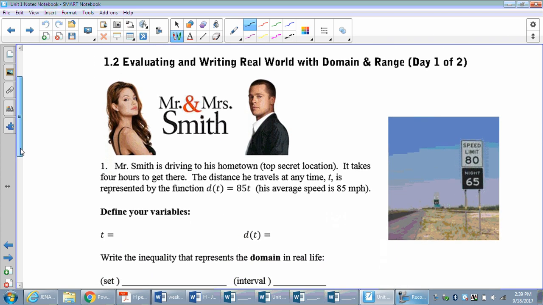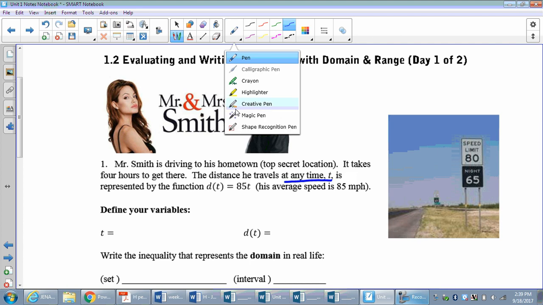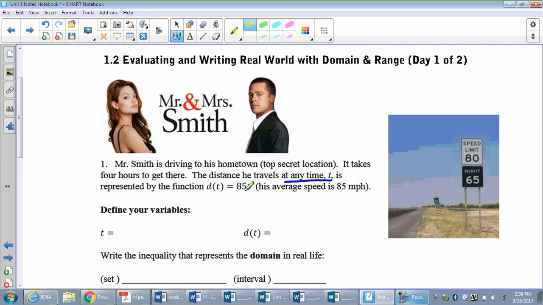It says Mr. Smith is driving to his hometown, top secret location. It takes 4 hours to get there. The distance he traveled at any time t, I'm going to underline that because it's defining a variable for me, is represented by this function. And as soon as I see that I'm given a function, I will highlight it. And notice it says his average speed is 85 miles per hour.